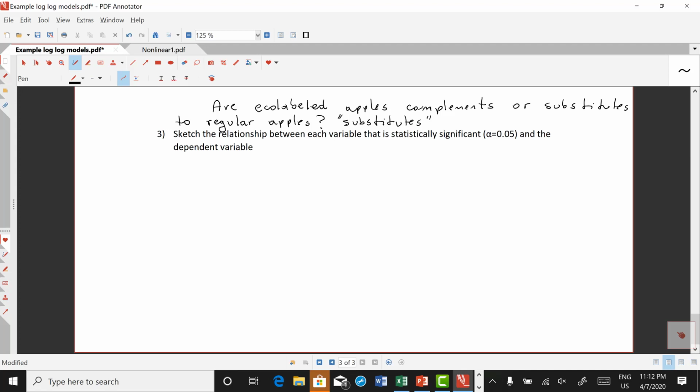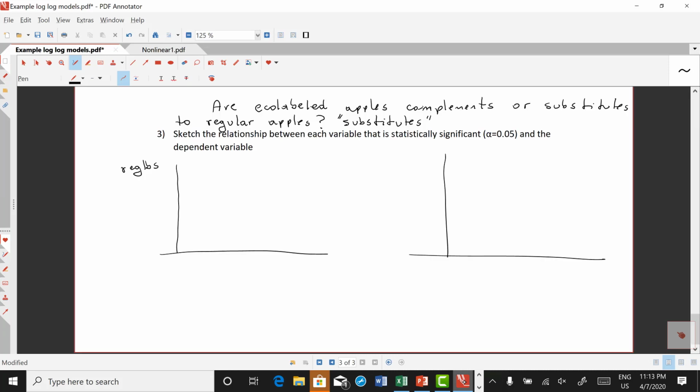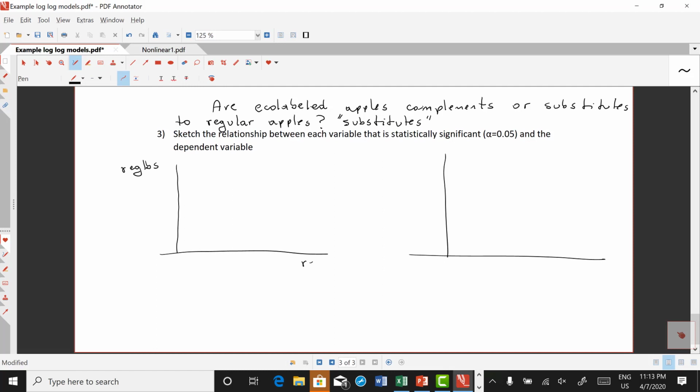So the next question is, sketch the relationship between each variable that is statistically significant and the quantity demanded, based on those signs. Again, for a sketch we only need to know the shape. So this is regular quantity demanded, and this is the regular price. And this is the eco price.